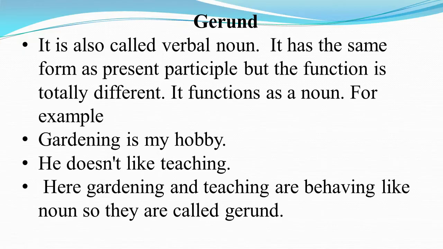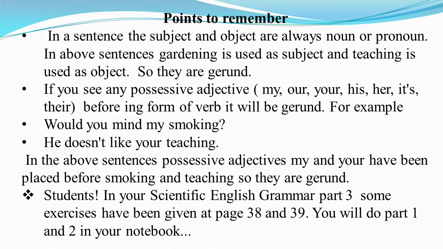Keep another point in your mind. If you see any possessive adjectives like my, our, your, his, her, its, their, before ing form of verb, it will be gerund. For example, would you mind my smoking? He does not like your teaching. In the above sentences, the possessive adjectives my and your have been placed before smoking and teaching, so they are gerund. I hope you have understood it and it will be easy for you to identify the kinds of verb.